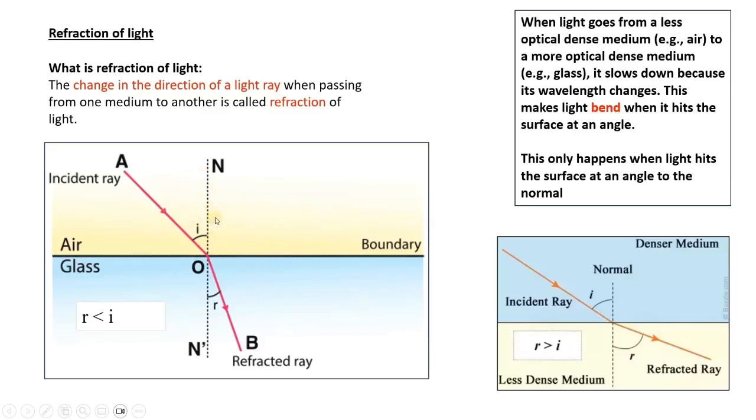The yellow part is low optical density. This is a high optical density medium. So when the light ray strikes here, it actually slows down because it's got a higher optical density, this glass block. And then it's bent, it changed direction. And in which direction? It changed direction towards the normal. We can see that.